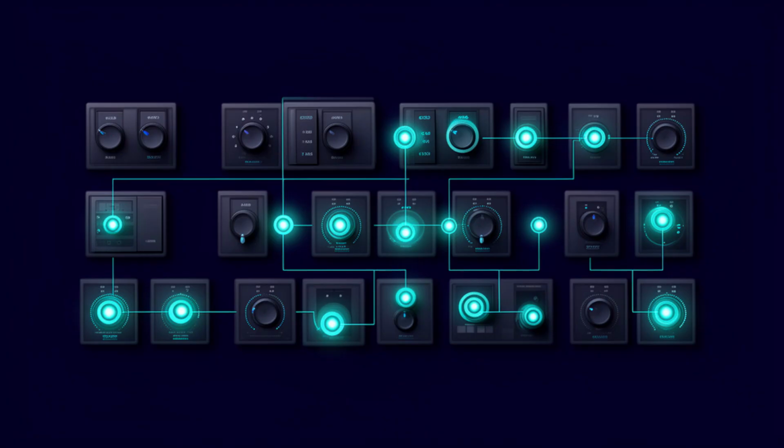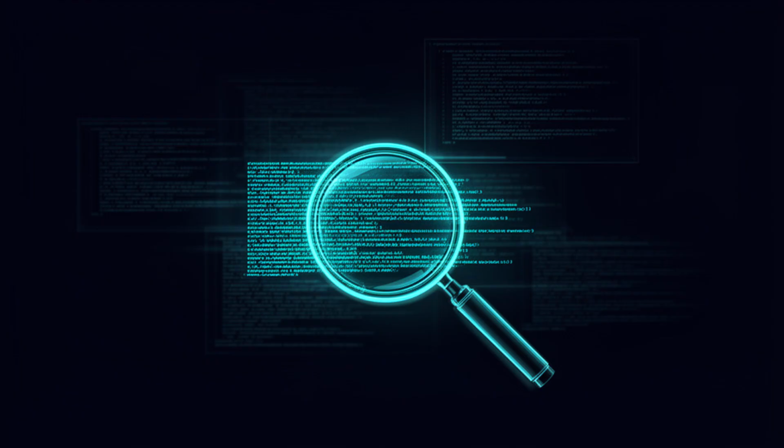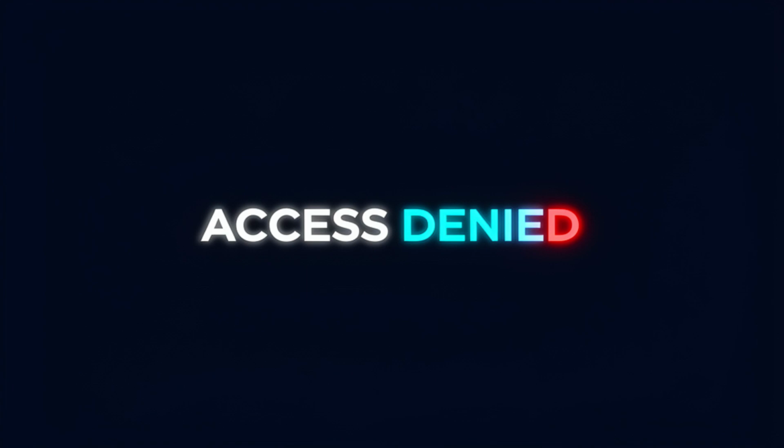Guardrails are not a single feature. They are a set of controls applied across the system. They operate at different stages of the GenAI pipeline. Let's break this down. The first layer is input validation. Before the request reaches the model, the system checks the input. This includes detecting malicious patterns, filtering unsafe content, and enforcing input constraints. For example, blocking prompts that attempt to override system instructions.